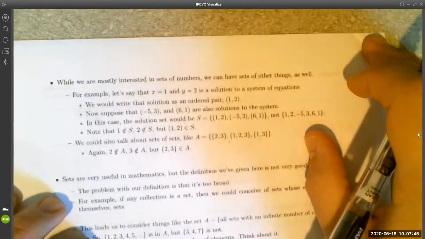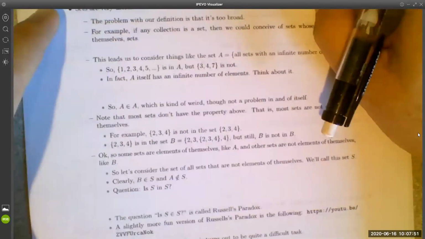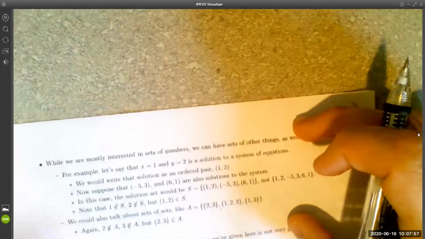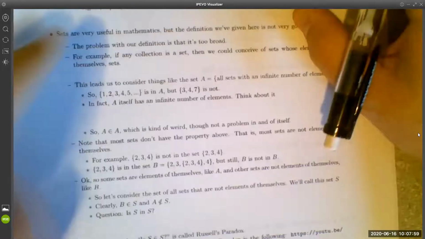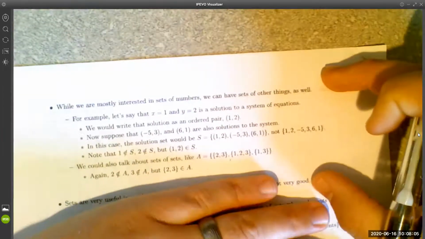One last thing to say here, and then the rest of this is just math enrichment. Okay, so we'll talk about this stuff, but it's not stuff you'll be tested and quizzed on. But this last little bit of information is important.